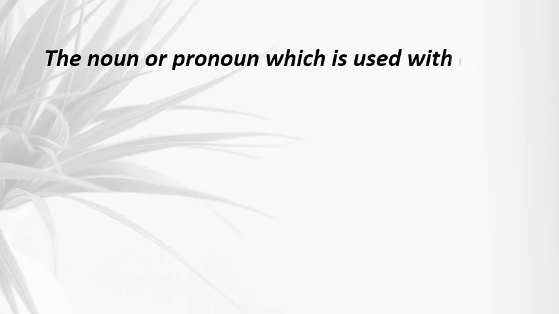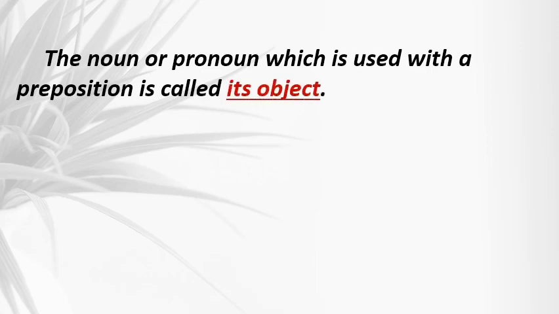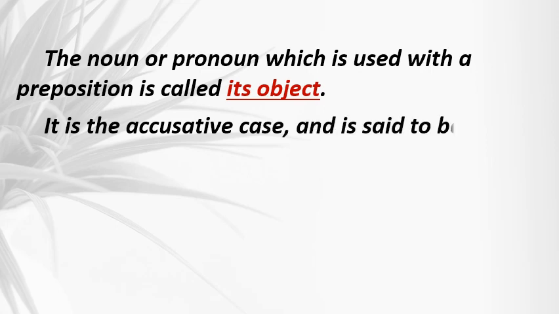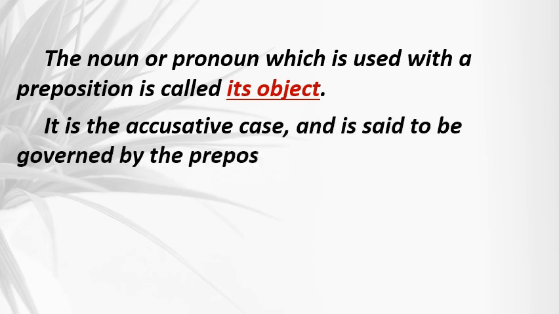Dear students, keep one thing in your mind: the noun or pronoun which is used with a preposition is called its object. I repeat it again: the noun or pronoun which is used with a preposition is called its object. It is the accusative case and is said to be governed by the preposition. Accusative case means it is used for the thing or person, a noun or pronoun receiving the action of a verb. It follows certain verbs and prepositions.